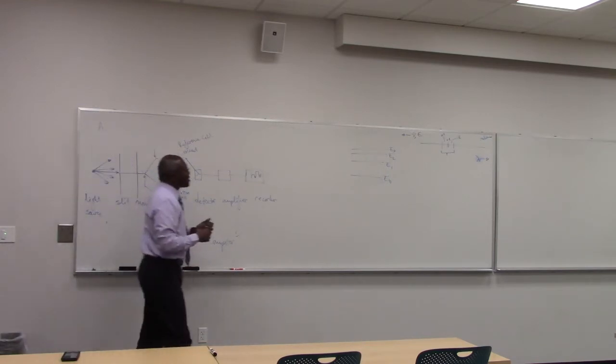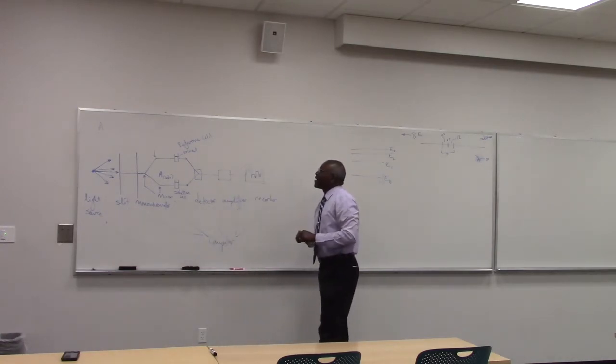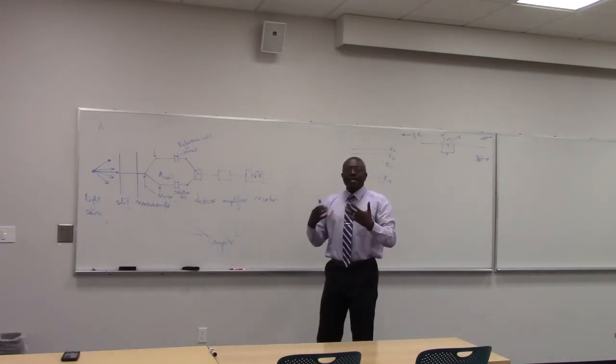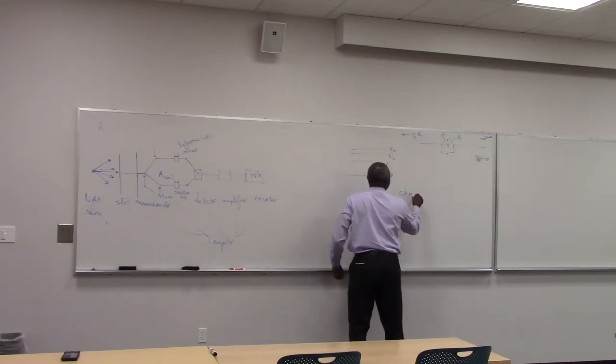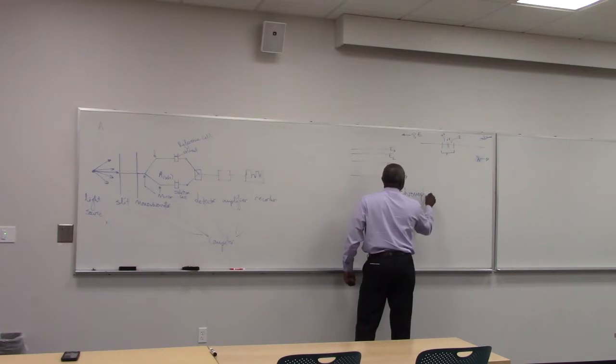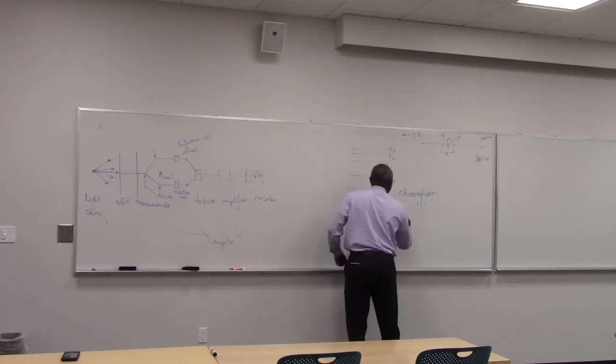So let's imagine then that I have a compound that has light absorbing groups, and my light absorbing groups are called chromophores. So chromophores are light absorbing groups.